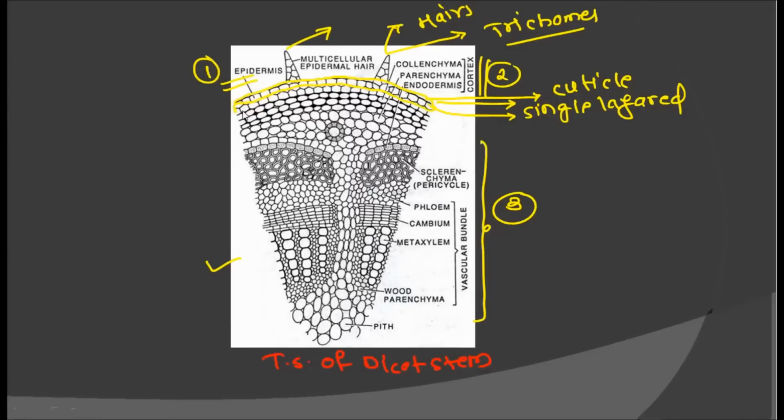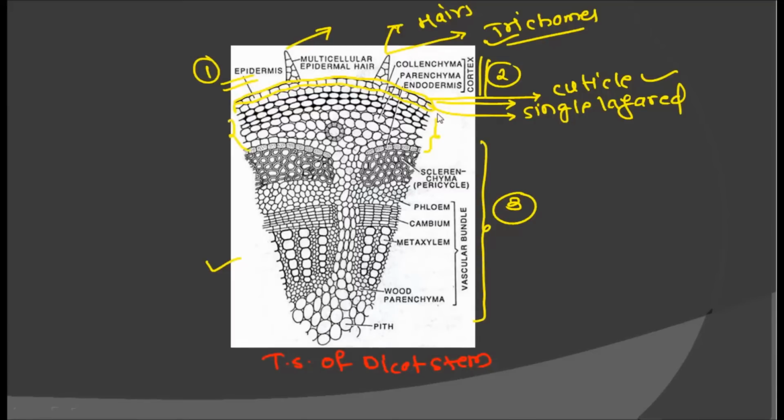All right. So the very first layer is an epidermal layer. It is made of a single layer, and from above it is covered with the cuticle, and it has small projections called trichomes. All right. So this is the first part. At the very beginning of the diagram, we have to draw the epidermis and then the trichomes above it. Then in the second part, we have cortex.